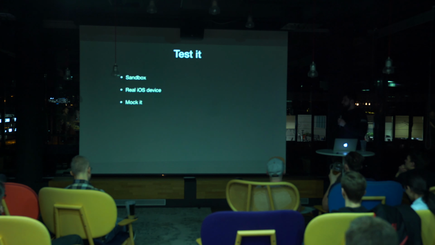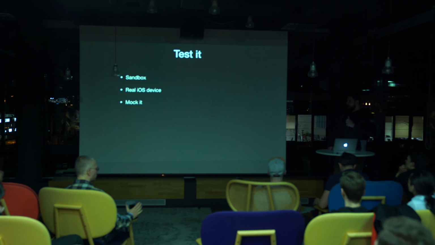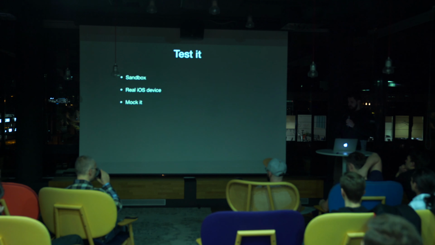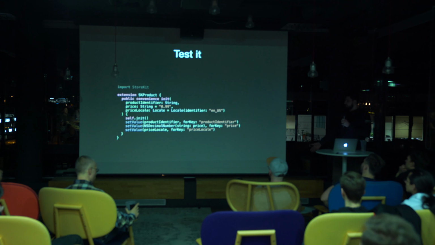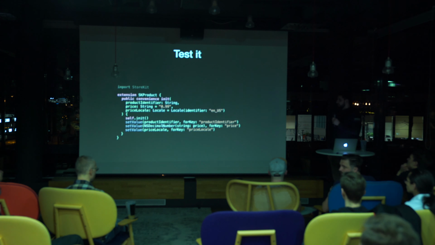But probably you prefer automatic tests on your continuous integration, so you can separate parts of your code into small functions and test those. You can create, for example, an extension of StoreKit product, where you can create a new one with a specific product identifier, price, and price locale. This is only one way you can test your in-app purchases, but you cannot test a lot of things which you can test only on a real device.